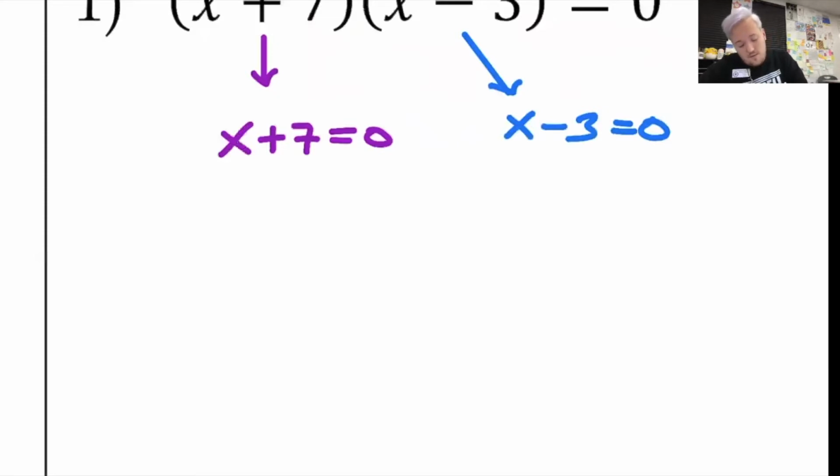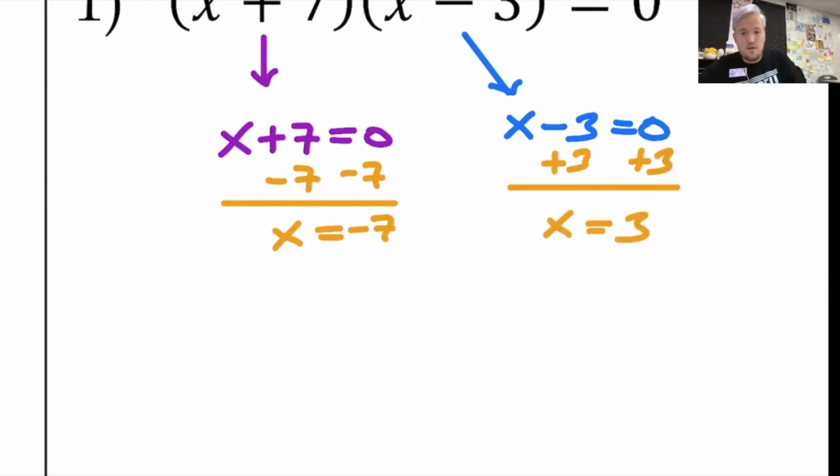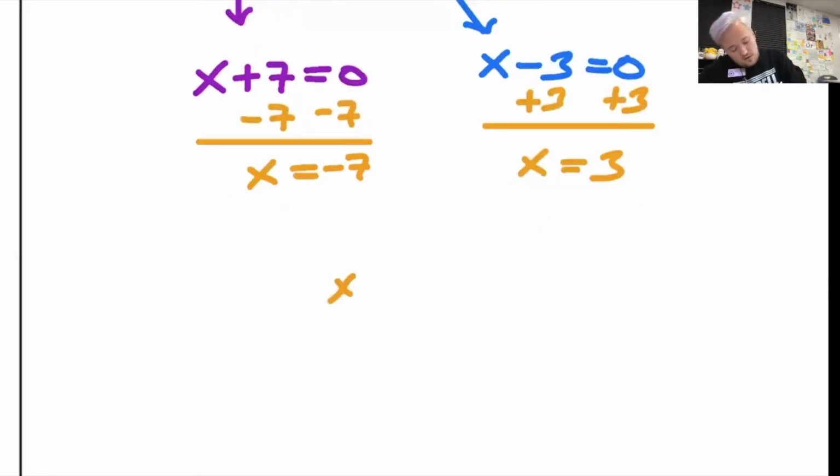So I'm going to do the inverse operations, which means I'm going to subtract 7 on both sides. So I'm going to have x equals -7. And over here, I want to add 3. So I'm going to have x equals 3. So your two solutions here are -7 and 3.